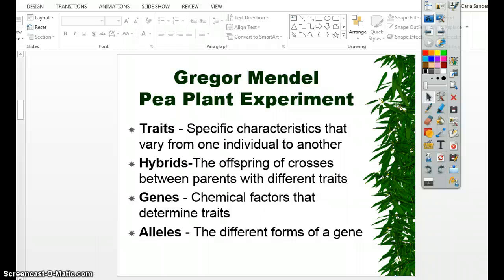Allele: the forms of the genes, the different forms. Remember, you could have the tall allele or the short allele. You could have the yellow allele, well, if you're a plant, you did anyway, or the green allele. You have the round allele versus the wrinkled allele. Maybe for humans, you could have the tongue-rolling allele versus the non-tongue-rolling allele. So the allele is just the form of the trait. Which form did you get?